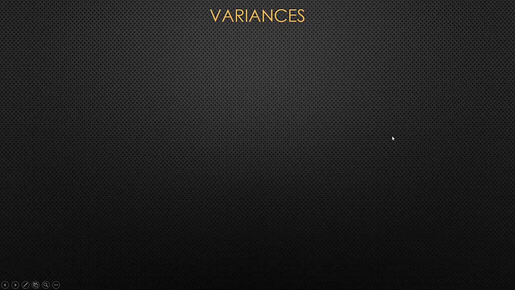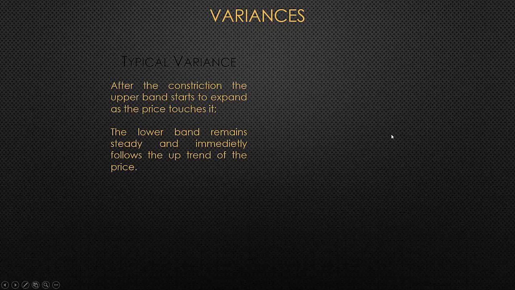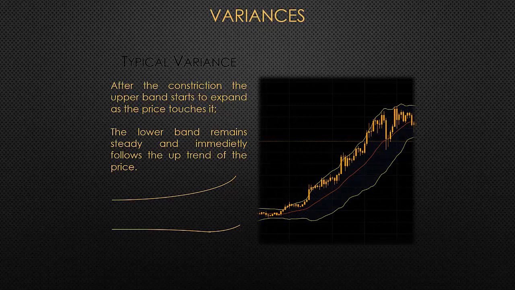The next useful thing in interpreting Bollinger Bands is variances. The first one I call typical variance, where after constriction the upper band starts to expand as the price touches it, and the lower one remains steady and then comes up with the price. This variance can predict a bullish move and may represent an entry signal for a long position, but nothing is really guaranteed. The same is true for a bearish signal.